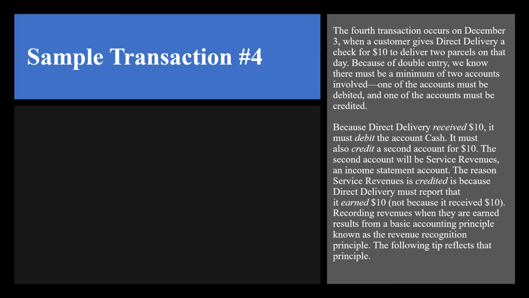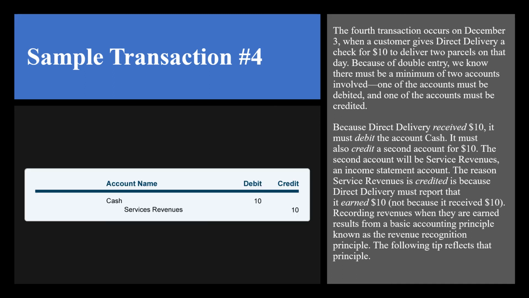The second account will be service revenues, an income statement account. The reason service revenues is credited is because direct delivery must report that it earned $10, not because it received $10. Recording revenues when they are earned results from a basic accounting principle known as the revenue recognition principle. The following tip reflects that principle. Here are the 2 parts of the transaction as they would look in the general journal format.